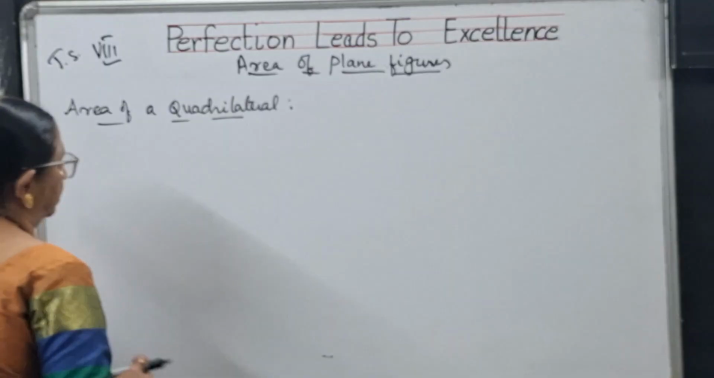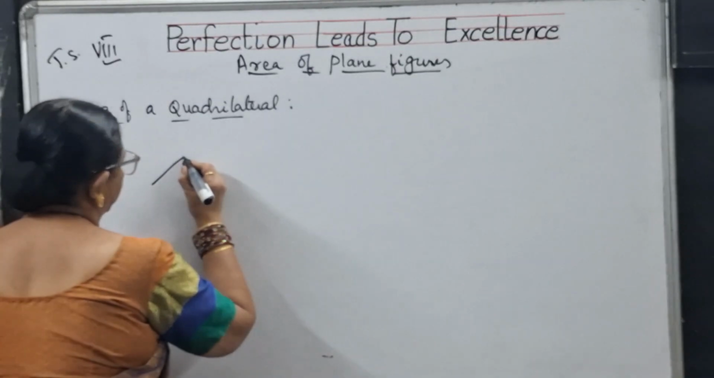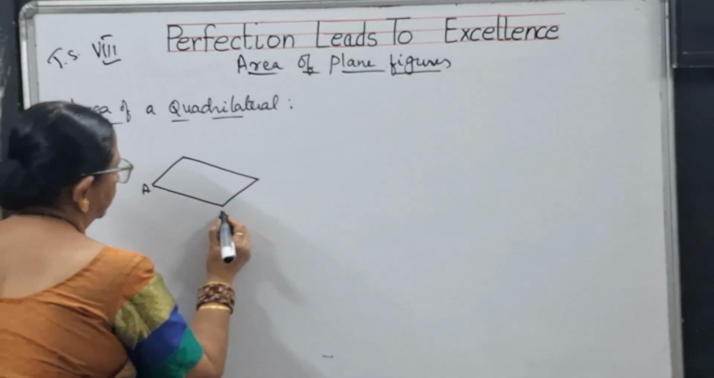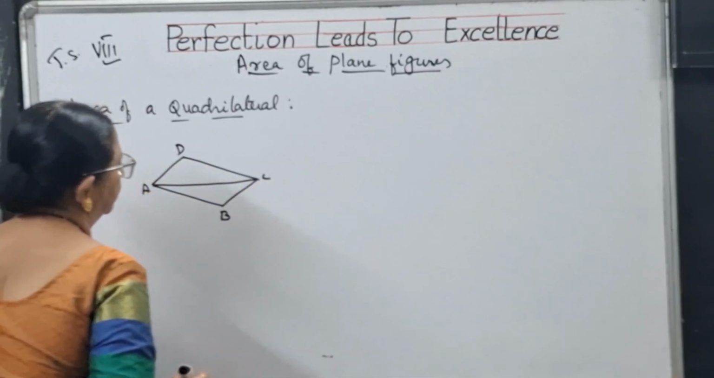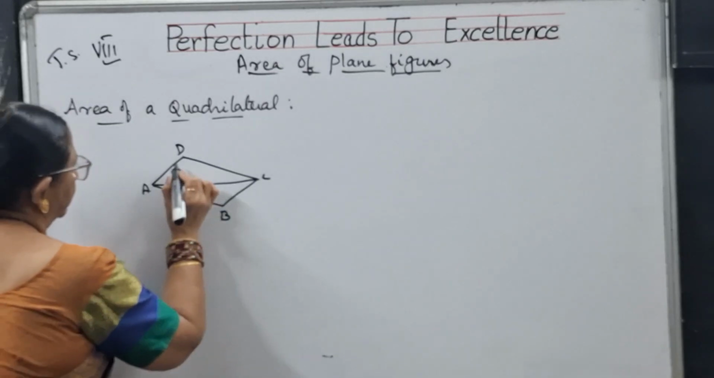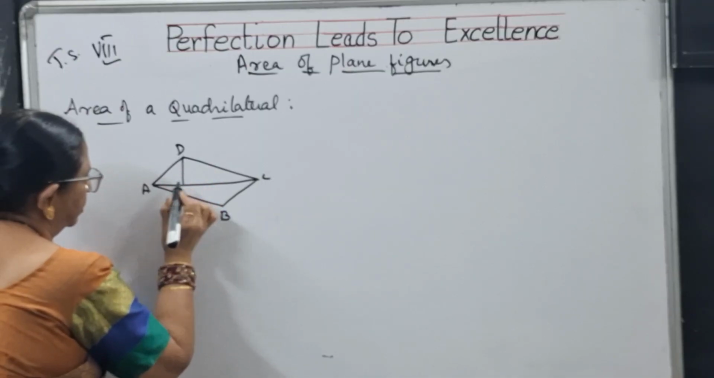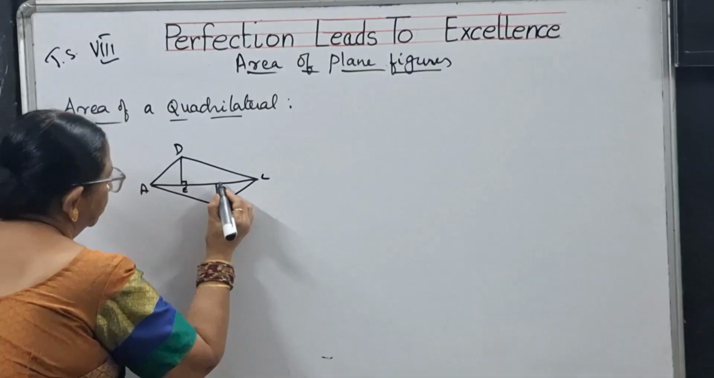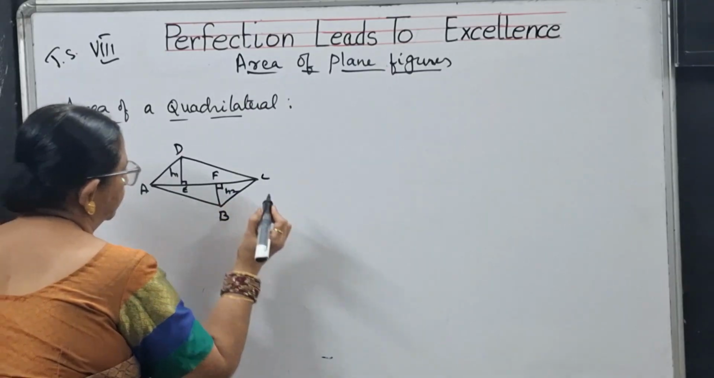Now, children, the next one, finding out area. There is a derivation we are doing, area of a quadrilateral. Suppose you have a quadrilateral ABCD, and AC is the diagonal. You want to find out the area of this quadrilateral, so you have to draw perpendiculars DE and BF. So one is called h1 and one is called h2.